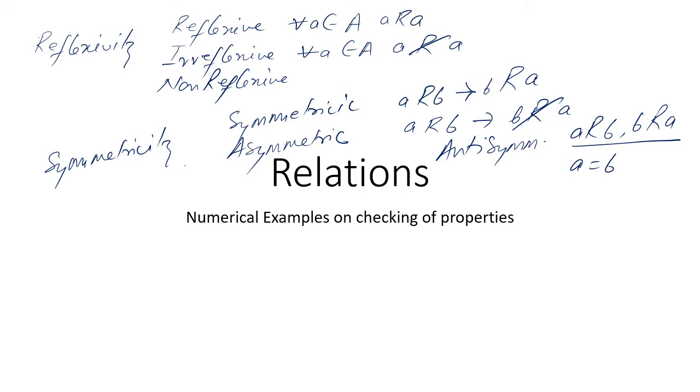Then the third, we have the transitivity property. The transitivity property essentially means if A is related to B and B is related to C, it means that A should be related to C. Right? So these are the properties of relations. Today we are going to see some solved examples. I'll take some numerical examples and show how you can verify the presence of these properties in the relations that are given to you. Right?